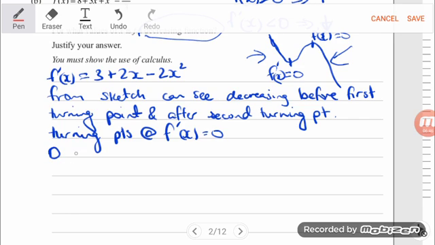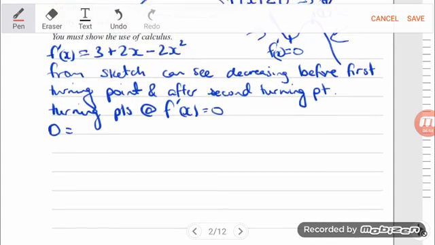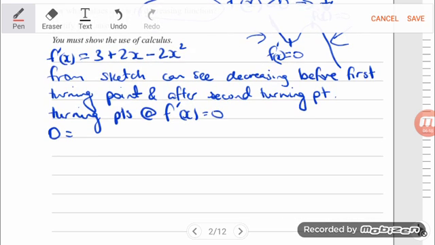So now we substitute that into our equation. You don't have to write all of this at the start, but it helps. And I've got the space, so I'm going to use it. Okay, so if f dash of x is equal to 0, I can put the 0 in its place: 0 equals 3 plus 2x minus 2x squared.